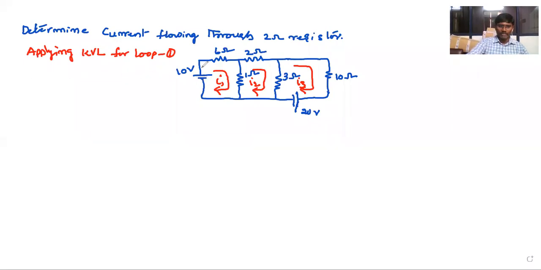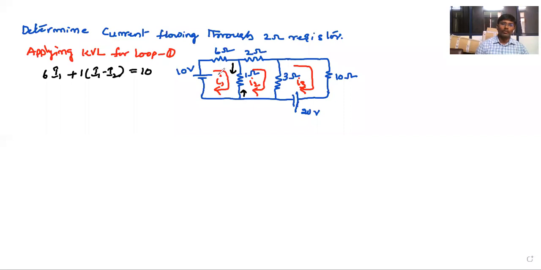So if you apply KVL to loop 1, it gives 6 into I1 plus 1 into (I1 minus I2), which is equal to 10 volts. The voltage drop across 6 ohm is equal to 6 into the current flowing through 6 ohm, which is I1. To get the voltage across the 1 ohm resistor, there are 2 currents flowing through 1 ohm: I1 is flowing downwards and I2 is flowing upwards.